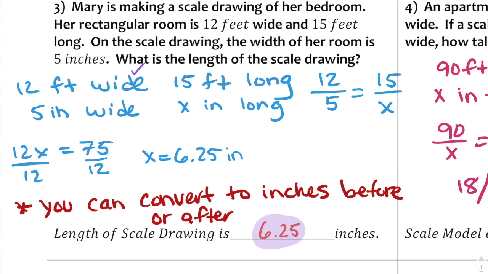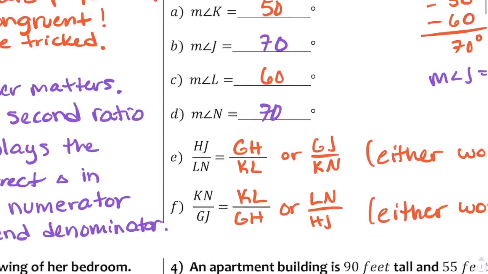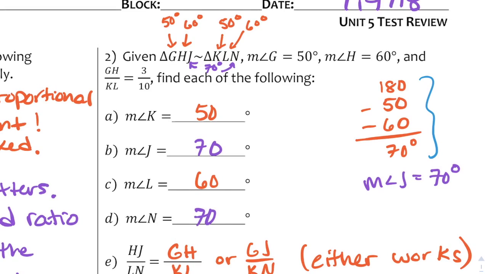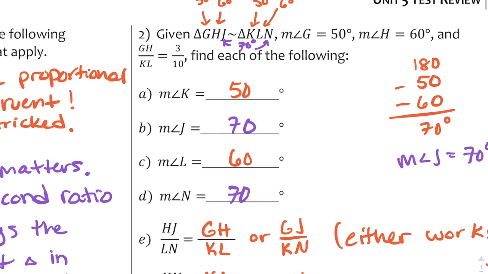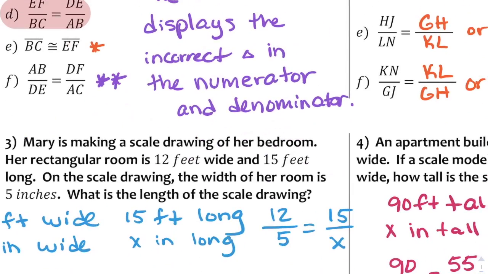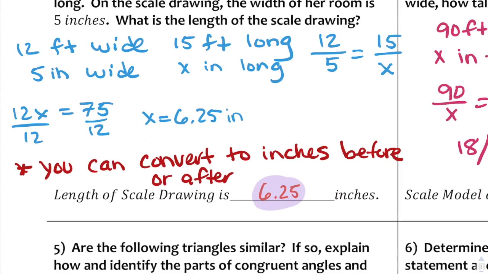Notice I'm going from feet to inches. As long as it stays feet and inches and feet, I know my result will be in inches. So I don't really have to convert anything if I don't want to. I just have to know that my result will be in inches. Find my cross products, solve, and I get that it has to be 6.25 inches. It did want everything to be in inches. Oops. I'm sorry. I went too many times backwards. Okay, so 6.25.